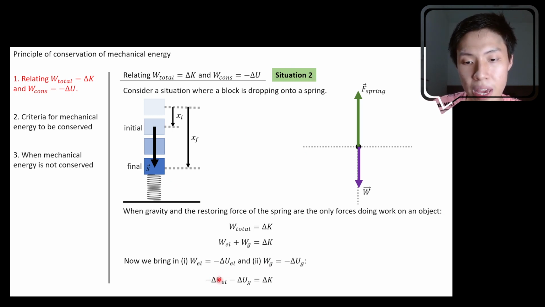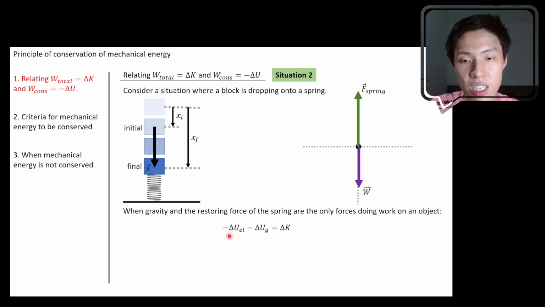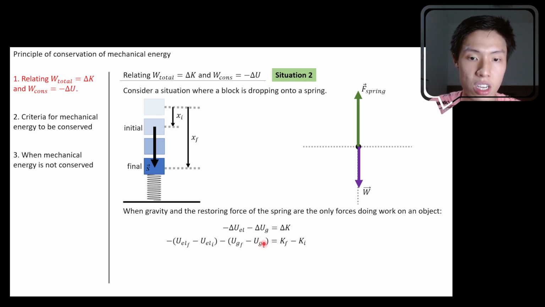We will expand the delta here to become final minus initial. So this is the equation we have. We break it open. We have our final elastic potential energy minus the initial elastic potential energy. That's what this delta over here means. So we minus bracket the delta U inside here, minus bracket the delta U subscript G, which is the gravitational potential energy final minus the gravitational potential energy initial, bracket. Then our delta K is final kinetic energy minus initial kinetic energy.